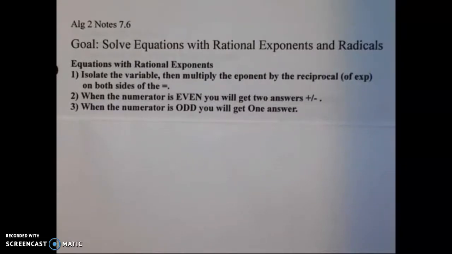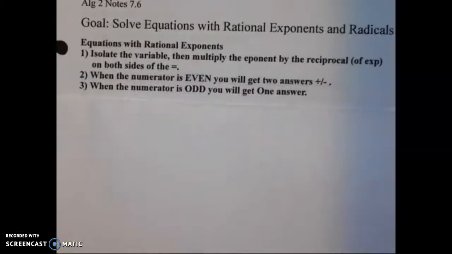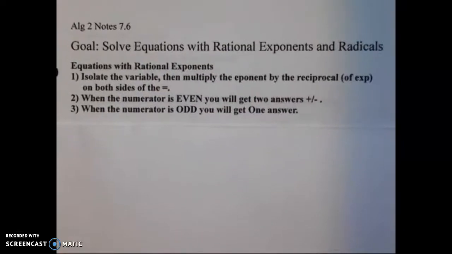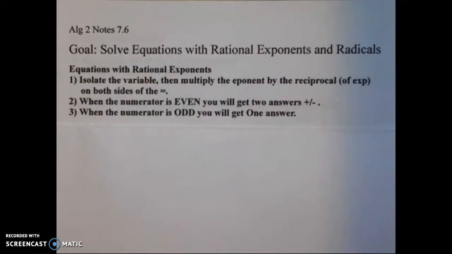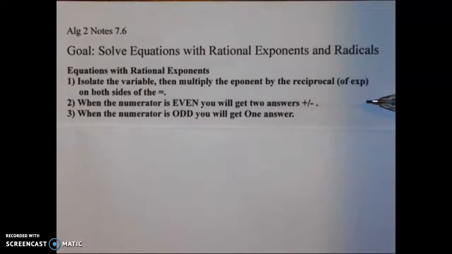So this is the last section in Unit 7. You know what that means. Big test coming up, but no worries, we'll work through it. So the goal for 7.6 is to solve equations with rational exponents. These are the rules for the rational exponents, and then we'll do radicals when we get good at this.